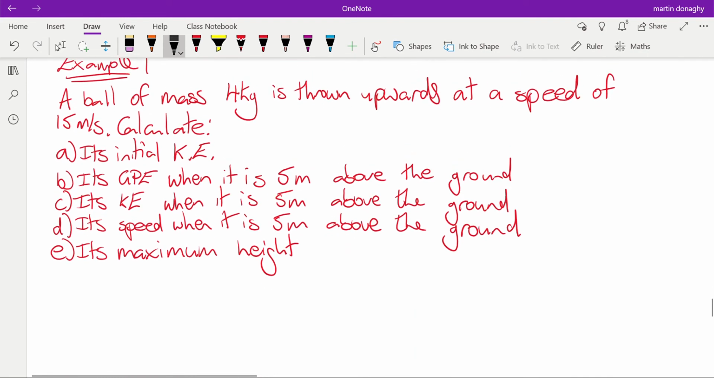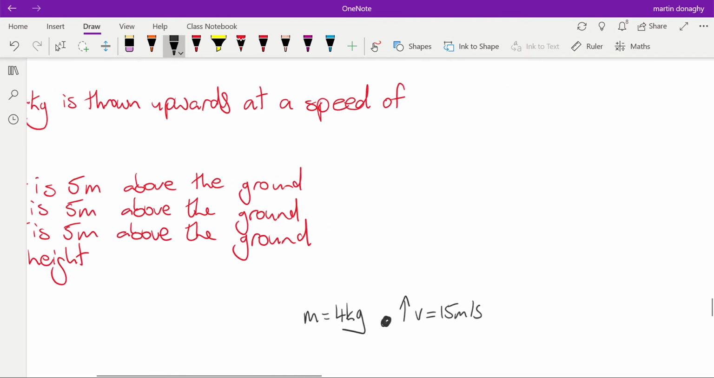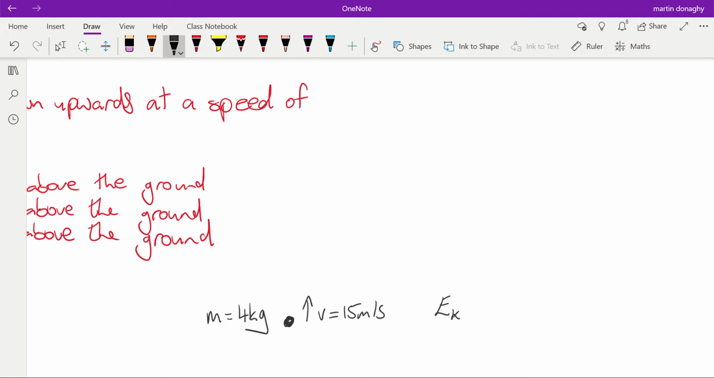Okay, let's look at some rather long examples that demonstrate this. So it says a ball of mass 4 kilograms is thrown upwards at a speed of 15 meters per second. So we have a ball that is thrown upwards with an initial velocity of 15 meters per second. It has a mass of 4 kilograms and it asks us to work out its initial kinetic energy. So what we can do here is work out the kinetic energy at the bottom, which is a half mv squared, which would be a half times 4 times 15 squared. Type that into your calculator and you get 15 times 15 times 2, which is 450 joules at the start.